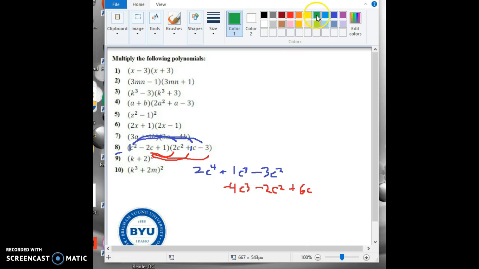Let's switch to one more color and do the last set of distributions, which is 1 times 2c squared, 1 times 1c, and 1 times negative 3. So 1 times 2c squared is positive 2c squared. 1 times 2 is 2, and then multiply by c squared, and you have positive 2c squared. Positive 1 times positive 1c is positive 1c. And then positive 1 times negative 3 is negative 3.